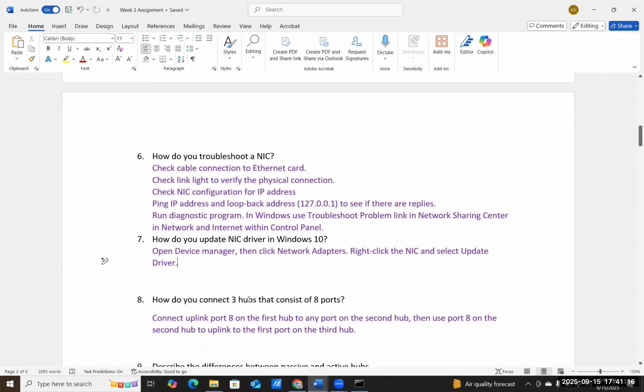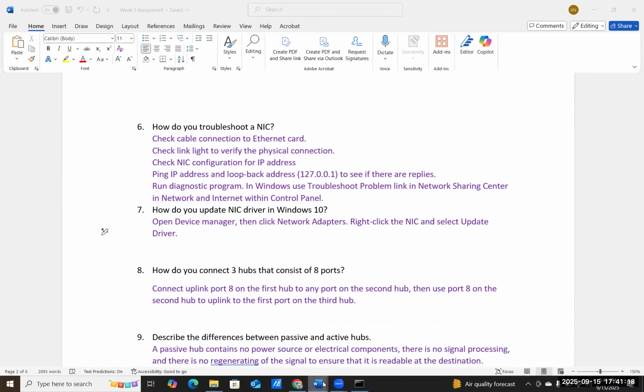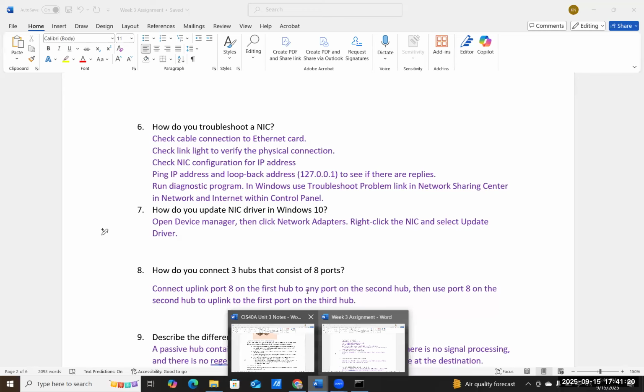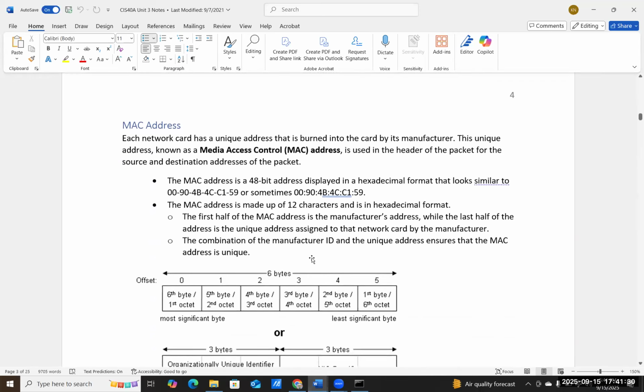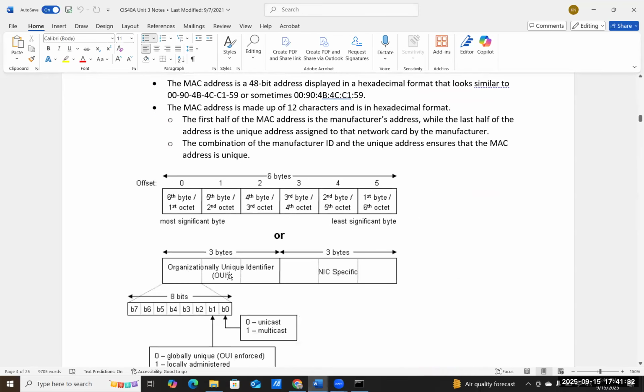Okay, so now let's talk about hubs and switches. Simplex, full duplex, half duplex is on page 3 at the bottom. MAC address right here. And like I mentioned before, the OUI, the manufacturer information, is the first 3 bytes of your MAC address. So half of it is going to be about who made it, and the other half is going to be the unique ID for that component, that adapter. Okay.